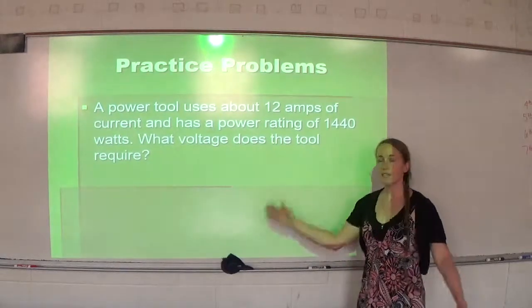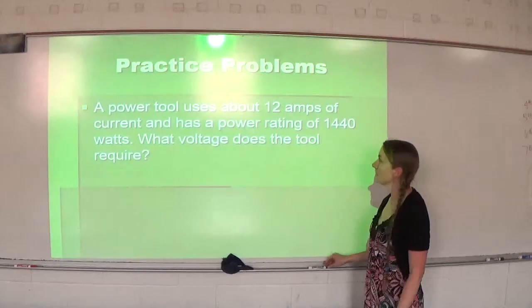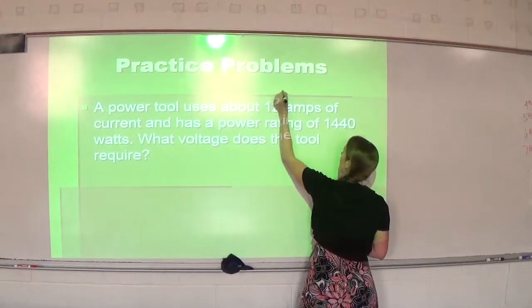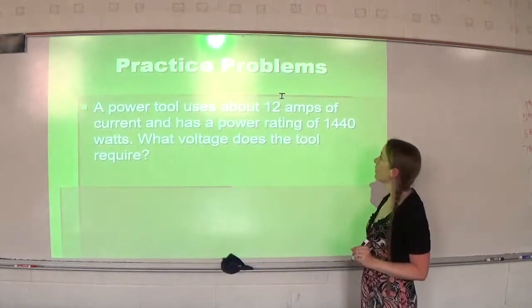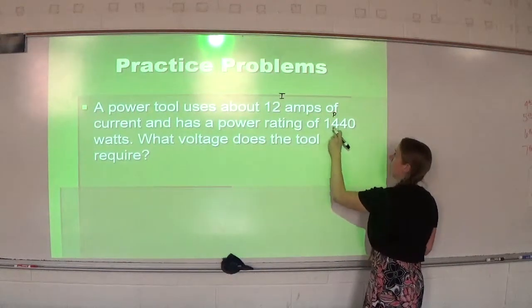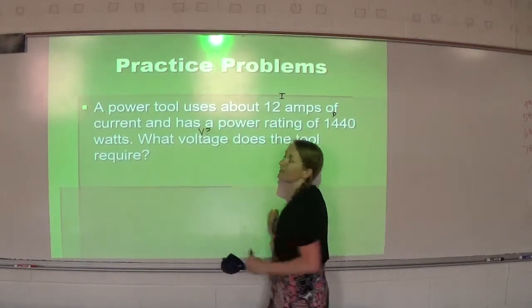Alright, and so again, let's try this one. So try it on your own, check those units. Alright, and let's look at it together. So it says a power tool uses about 12 amps of current. So there's my I. And has a power rating of 1,440 watts. So there's my P. What voltage does it require? So we're looking for V this time.